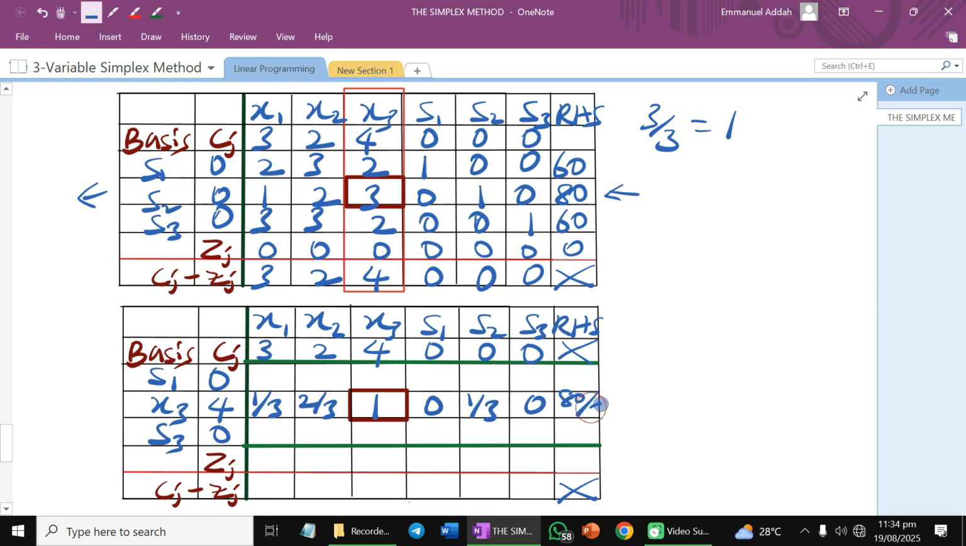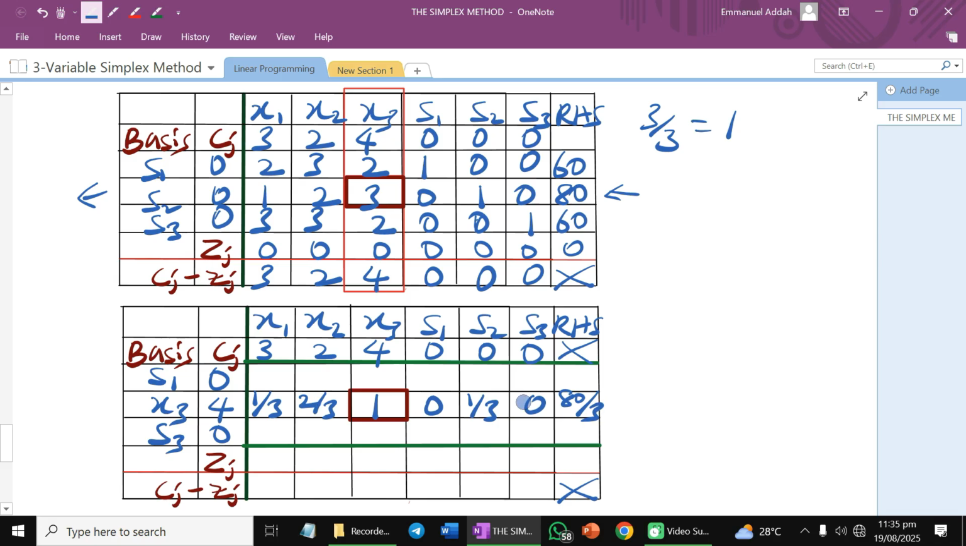Now, when you're solving, make sure you leave your values in fraction form. Don't divide and start having decimal points. It makes it more difficult for you. So as you are simplifying, as you are iterating, make sure you leave your values in fraction form. Now, we have gotten this.